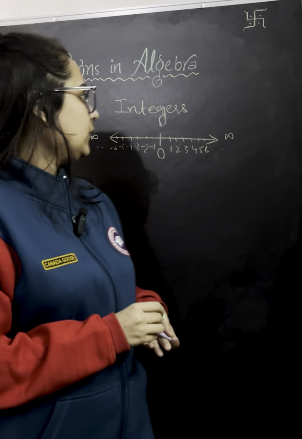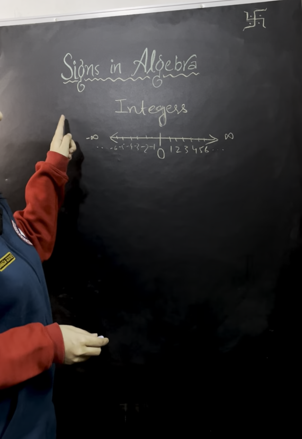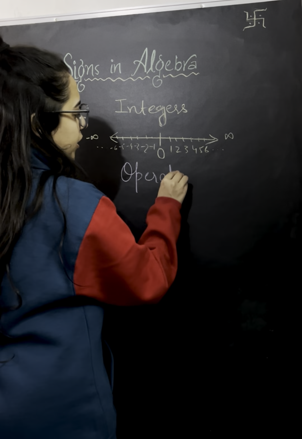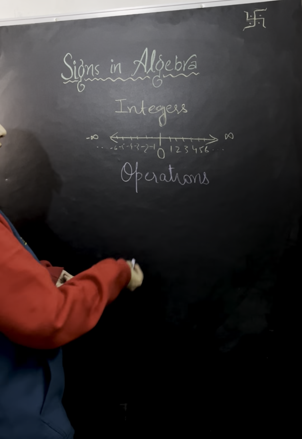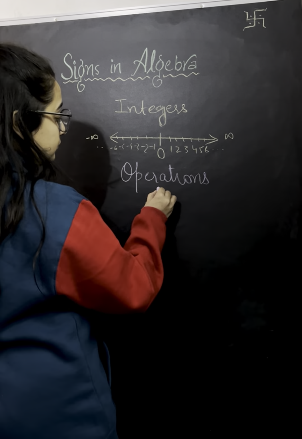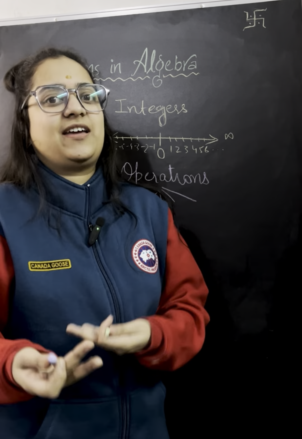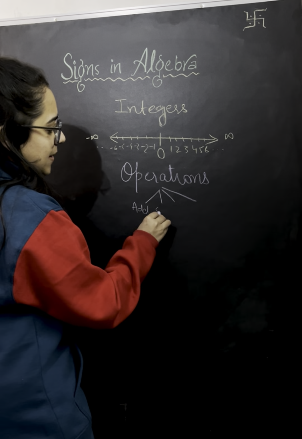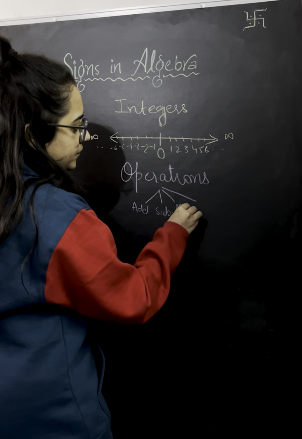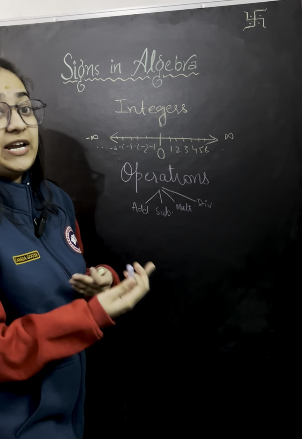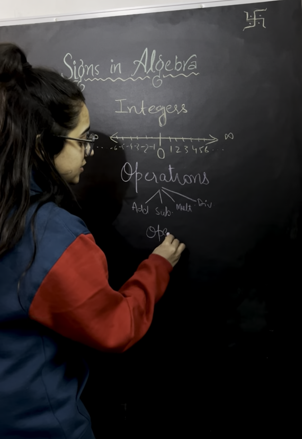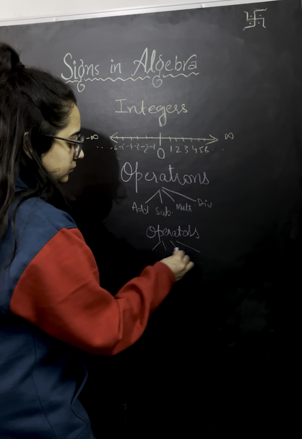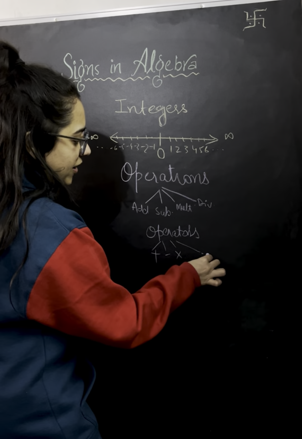Okay? Sorted? Now, let's talk about their signs. How to deal with their signs means what kind of operations we can use. First of all, very important, we should know the basics, right? How many operations are there in math? Basic ones. There are so many operations, operators, right? So operations are addition, subtraction, multiplication, and division. See, one is operation, one is operator. So operations would become plus, minus, multiply, divide, right?